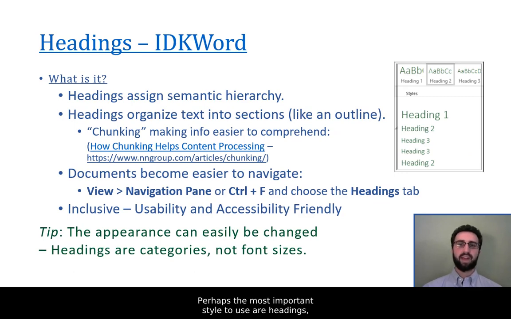Perhaps the most important styles to use are headings, which assign semantic hierarchy to your text. For instance, Heading 1 would be the main idea or title, Heading 2 would be used for sections, and subheadings or supporting information would be Heading 3. This hierarchy lets you organize your information like an outline and create chunking inside your document, making it easier to understand. Good heading structure also makes documents easier to navigate. You can use the navigation pane to move through the headings in your document by pressing Ctrl F.